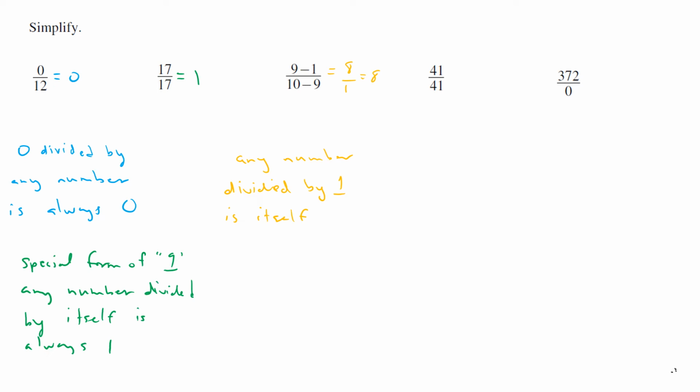Alright, 41 here. Again, that's any number divided by itself is 1. So 41 over 41, that's just going to be 1.